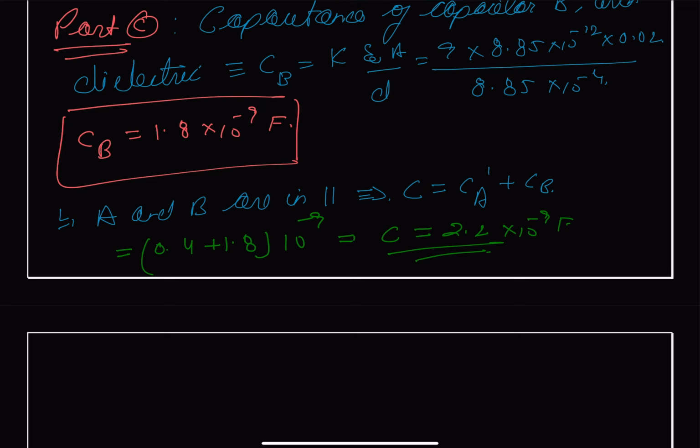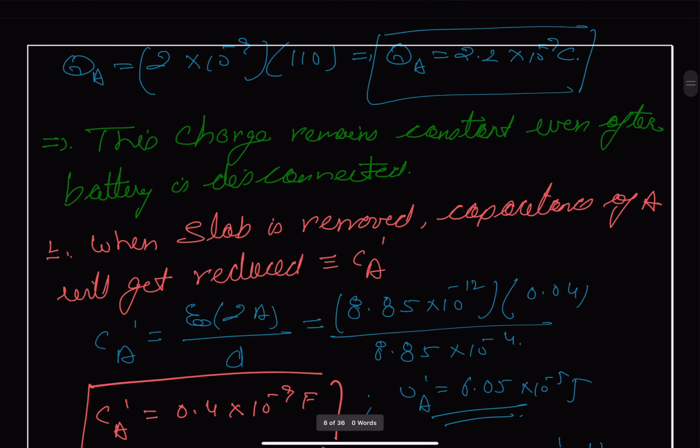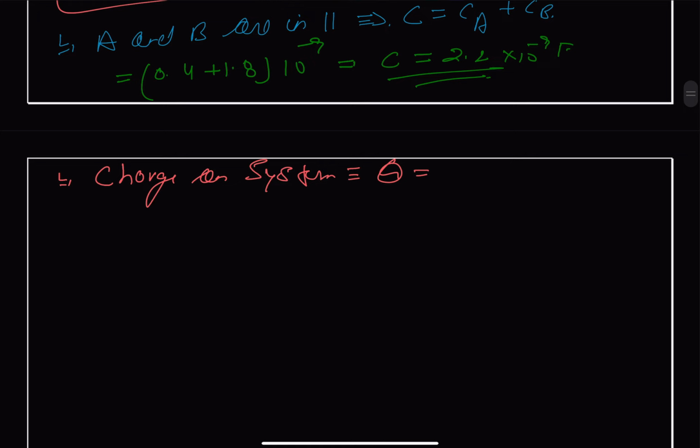And the charge on the system will be only because of the capacitor A. There is no charge on the capacitor B. So we can say that the charge on the system, let us call that Q, will be equal to QA, and QA is our 2.2 into 10 to the power minus 7 coulombs. Now we can easily find out the energy stored.